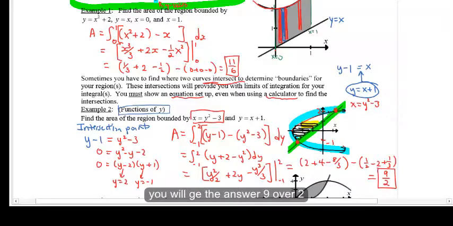2 squared, 4, divided by 2 is 2. So 2 plus 4 minus 8/3. Take away from that 1/2 minus 2 plus 1/3. And if you do all this work, which I know you will, you'll get the answer 9/2.